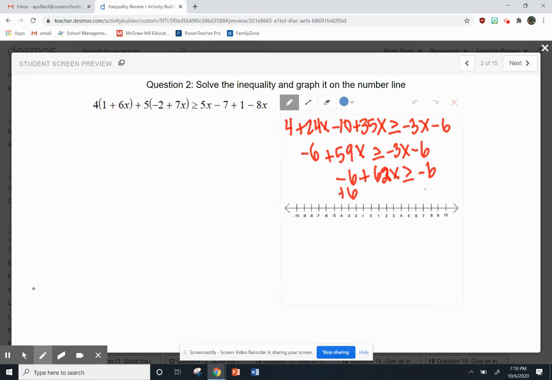So I add 6 to both sides. So I get 62x is greater than or equal to 0. Divide by 62, and x is greater than or equal to 0. So I'm going to find 0, fill it in with a circle, draw an arrow, and keep on going.